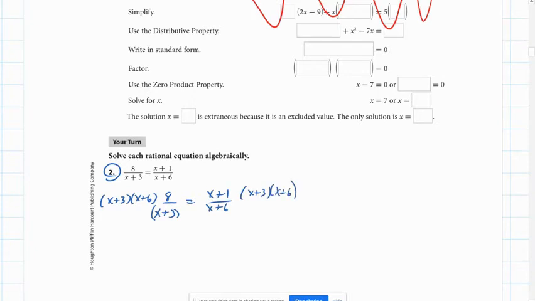Okay, so I multiplied both sides by x plus 3, x plus 6. Here the x plus 3's cancel. I have 8x plus 48. On this side, the x plus 6's cancel. I have x plus 1 times x plus 3, which is x squared plus 4x plus 3. So moving everything to the right side, I would have x squared minus 4x minus 45.